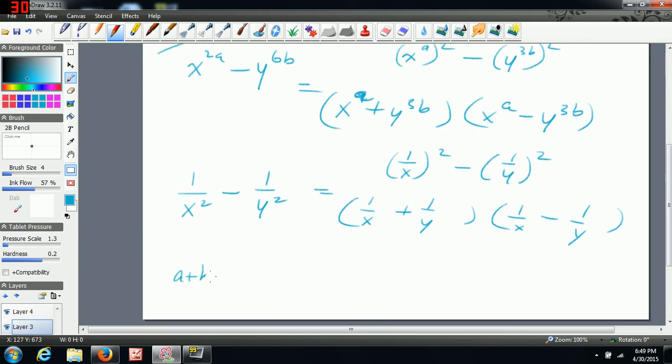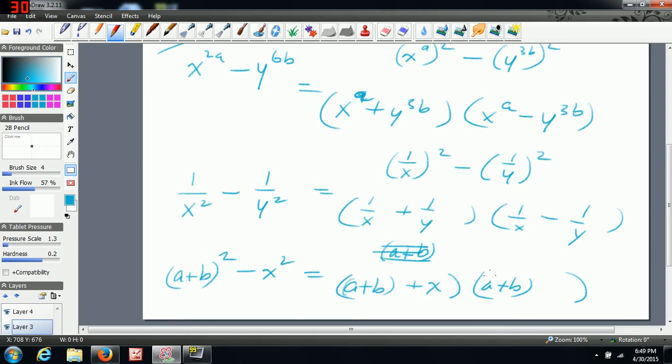Here if we had (a plus b) squared minus x squared, that one we don't even need to rewrite because as you can see it's already written in the same form as a squared minus b squared. So it would just be a plus b, that part, plus x, and then a plus b minus x. You could write the minus first and then the plus. The order doesn't actually make a difference because it's multiplication. So we can try some more examples.